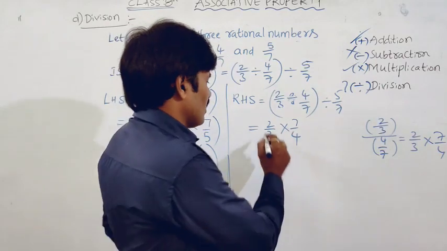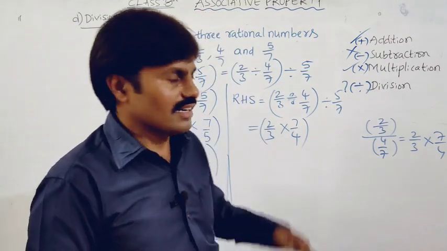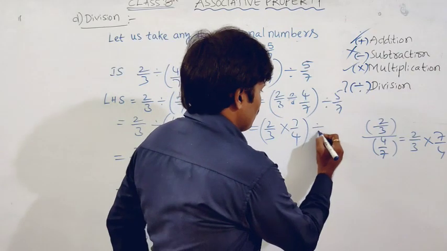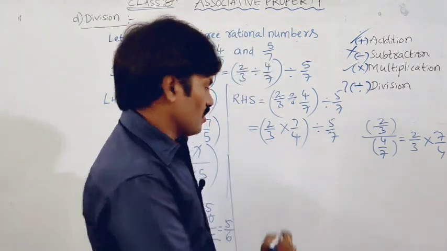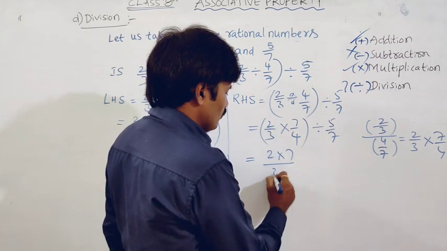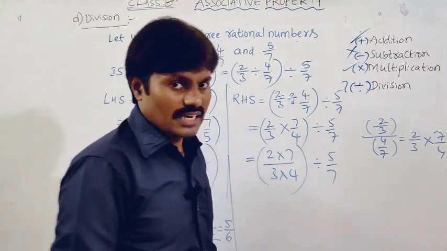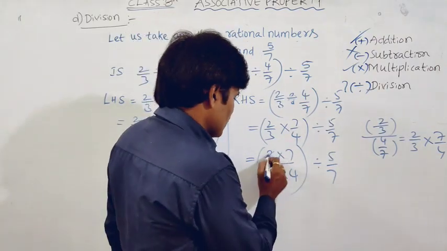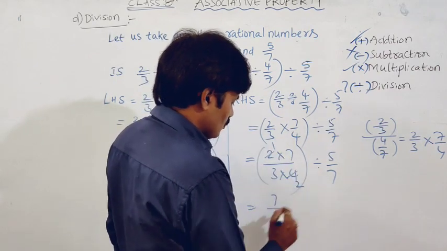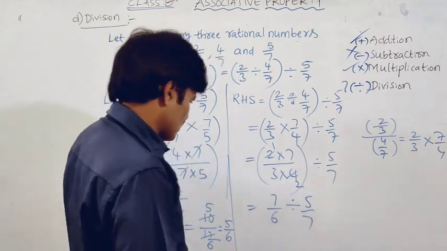Similarly here also we have done. Already we have learned in 6th and 7th classes regarding division of fractions. Is it? So divided by 5 by 7. Now multiplication: 2 into 7 by 3 into 4. Clear? Divided by 5 by 7. Now simplification is possible here. 2 ones are 2, 2 twos are 4. Then 1 into 7, 7 by 3 into 2, 6. Divided by 5 by 7. Okay, clear my dear friends.